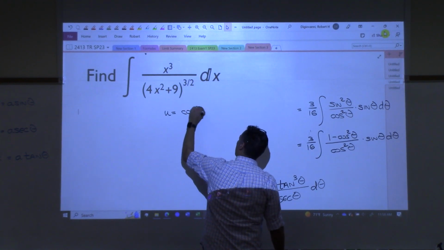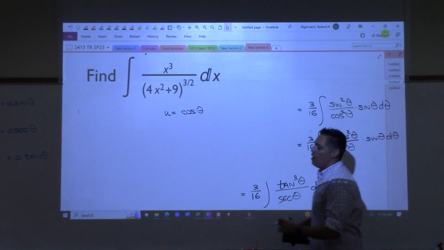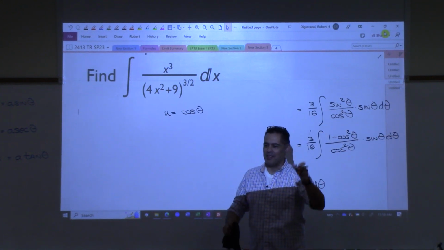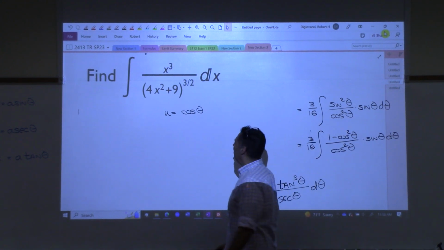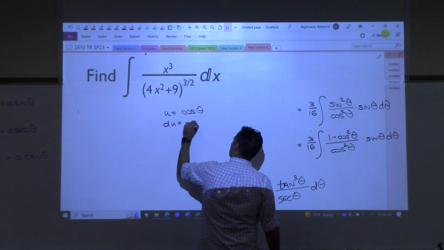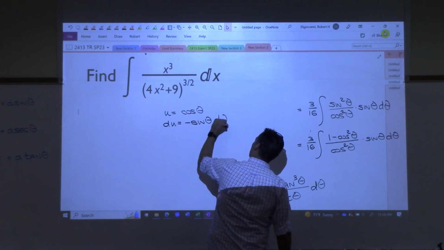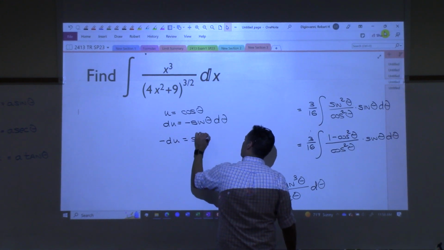Okay, cosine theta. Making a basic u sub now, right? Oh, paper. You were talking about paper. That's what it was. I'm using all this paper. Don't worry about paper, it's done. All right, negative sine theta d theta, and then negative du is sine theta d theta.